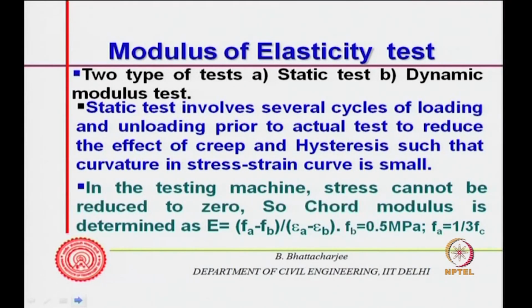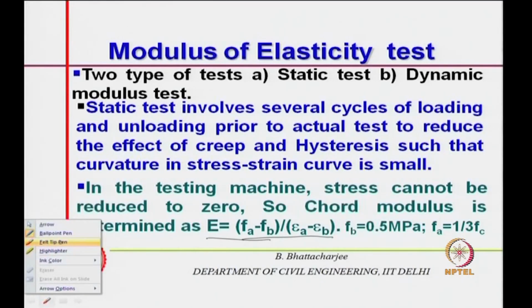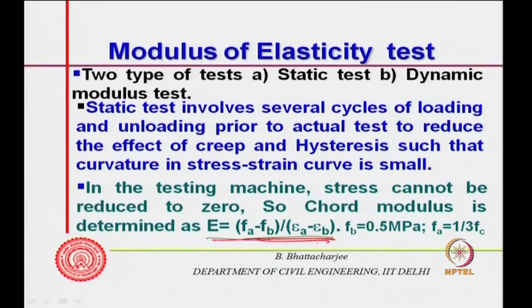In the testing machine, of course, stress cannot be reduced to 0. So, what we do is we find out the Chord's modulus. Finally, after this curve is obtained, we find out the Chord's modulus as given by this formula. We find it like this, because it is difficult to reduce the stress to 0. So, corresponding to 0.5 MPa, this is epsilon, this is sigma, 0.5 MPa, and this is F b.